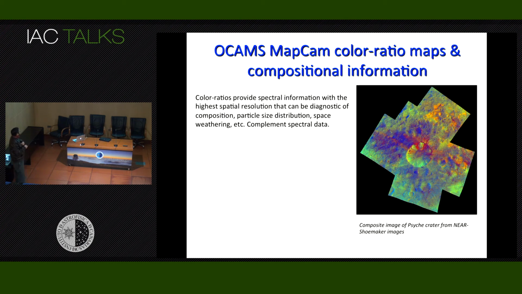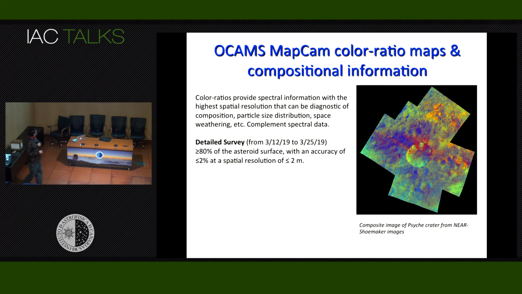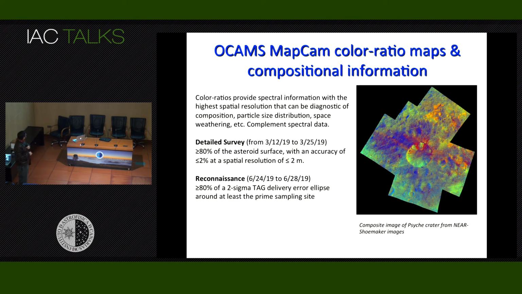And so this will be a complement of the spectral data, but the advantage with respect to the spectral data is the spatial resolution. We will have a much higher spatial resolution. In fact, during the detailed survey, we will map 80% of the surface with a resolution smaller than 2 meters. While during the reconnaissance phase, we will observe 80% of a region around the places where we will take the sample, with a resolution smaller than 50 centimeters.